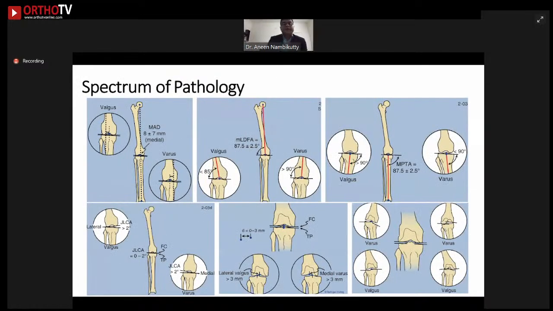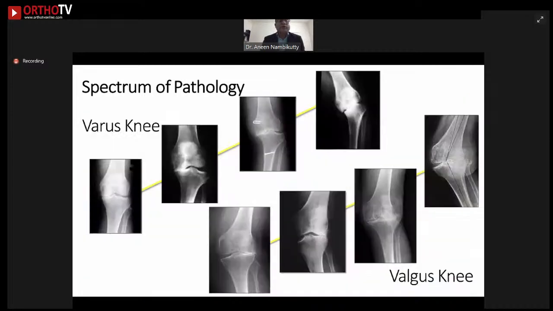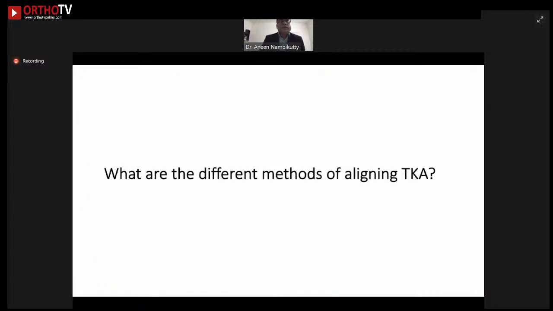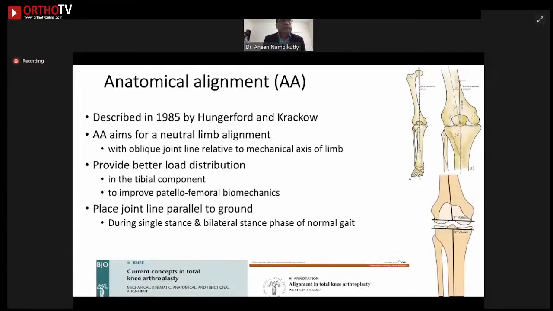Coming to a spectrum, varus and valgus deformities can be there due to the femoral deformities, the tibial deformities, or the joint deformities, from a small deformity to the greatest because of bone destruction. The sagittal and rotational alignment, I'm not going to deal much because the successive speakers are going to touch upon that. We'll just go to what are the different methods of aligning a total knee arthroplasty?